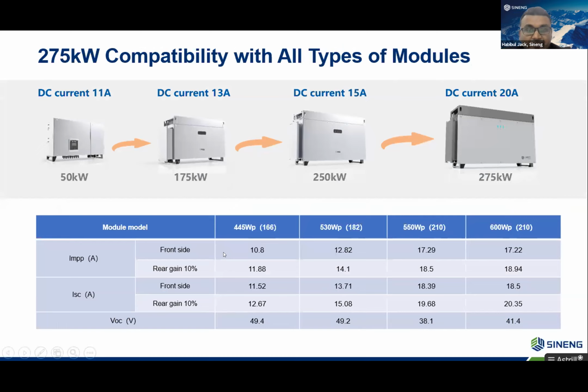So with the evolving PV technology, Sineng Electric inverter has also evolved over the years, from 50 to 175 kilowatt or to 250 kilowatt. And now this 275 kilowatt inverter can work with all kinds of wafer size module, that is 166 millimeter or 182 or 210 millimeter. You can see here the short circuit currents of the different kinds of module, but it is fit for all kinds of module short circuit current rating.